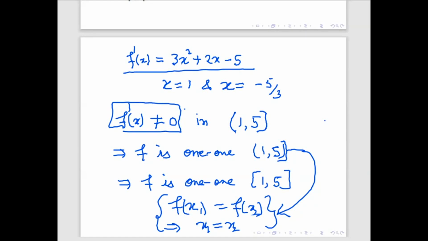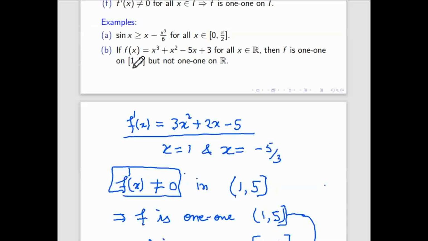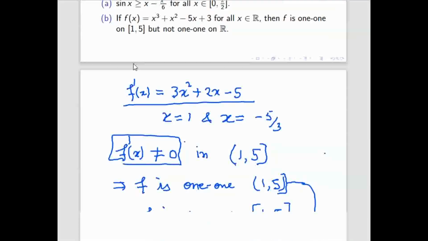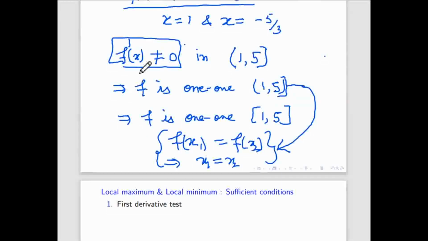Why 5? It should be minus 5 by 3. No. In this interval, it is non-zero or not? In whatever interval it is non-zero, in that interval it is one-one. Even I can take 1 comma 6 also, it is non-zero, so that will also be one-one in that interval. Because of this, it will definitely satisfy this property. Even if you include 1, that will not match with any other points, because all other points except 1 are already one-one, so it will not violate that condition. So you can add at least 1 point.